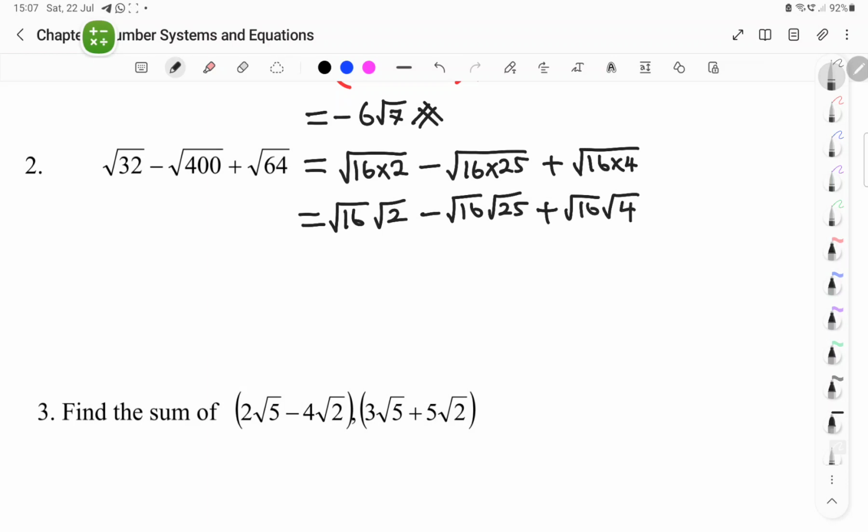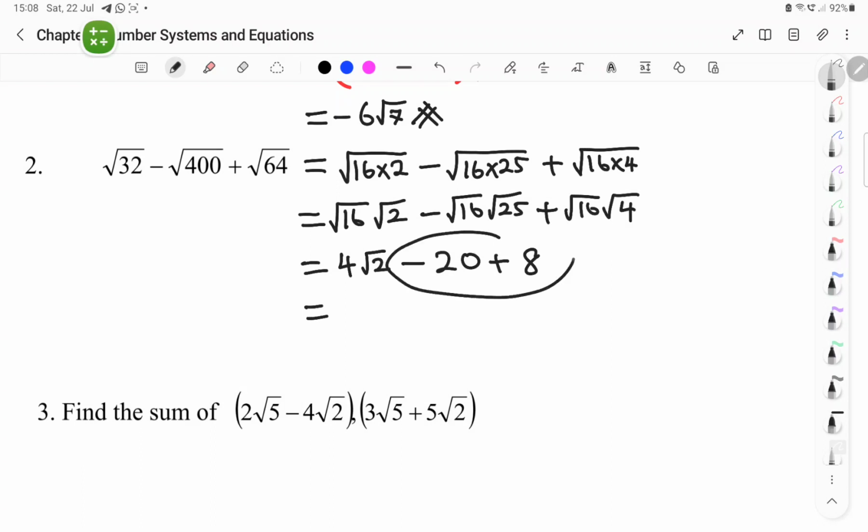Let's see lah, if get, if don't get, what to do, right? So square root 16 is what? Is 4. So 4 square root 2. Next, square root 16 is 4 multiplied by square root 25 is 5, so it is actually 20. So actually square root 400 right away can get 20. Plus 4, square root of 16 is 4, and then square root of 4 is 2. So multiply, we get 8.